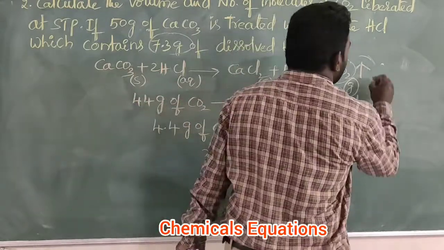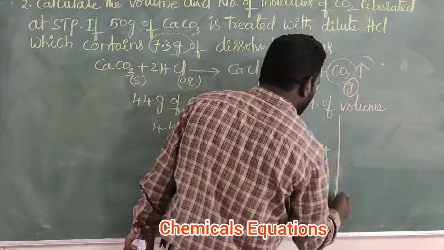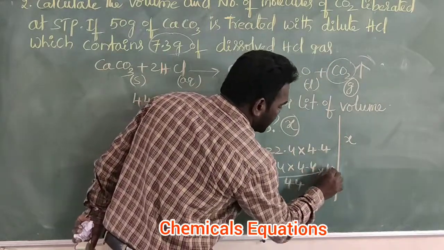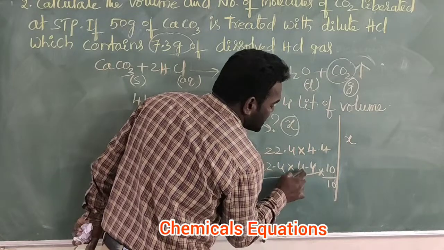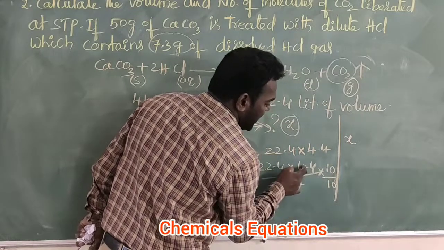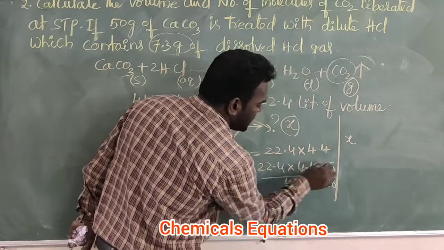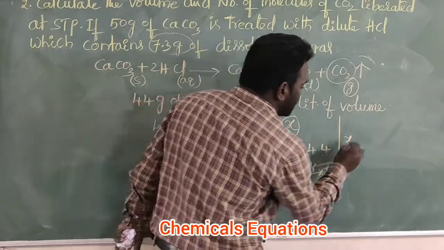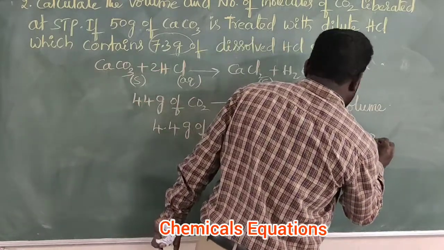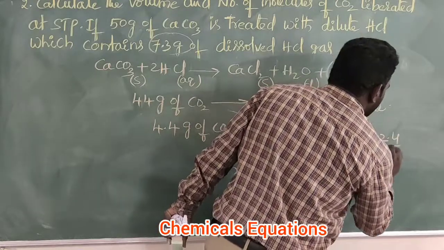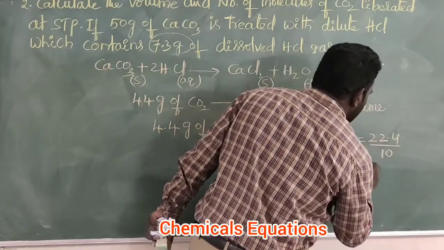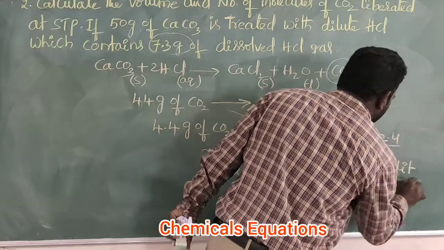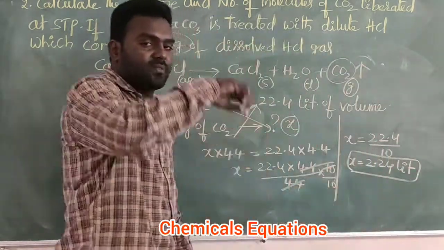So x is equal to, here you will see, this is multiplied by 10 and divided by 10. 4.4 into 10 is 44. This 44 is cancelled, and then divided by 10 remains, so x is equal to 22.4 divided by 10. Then x is equal to 2.24 liters of volume of carbon dioxide.